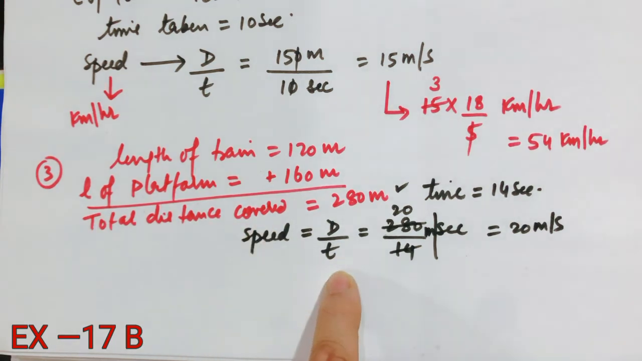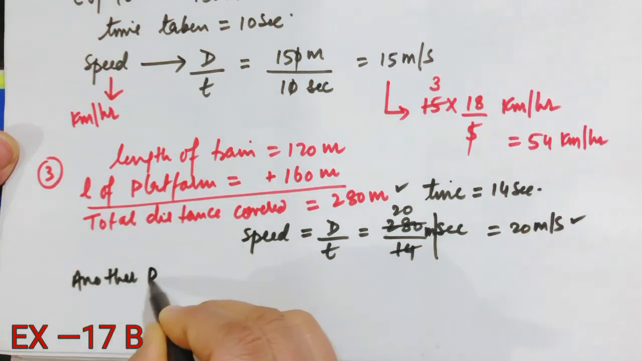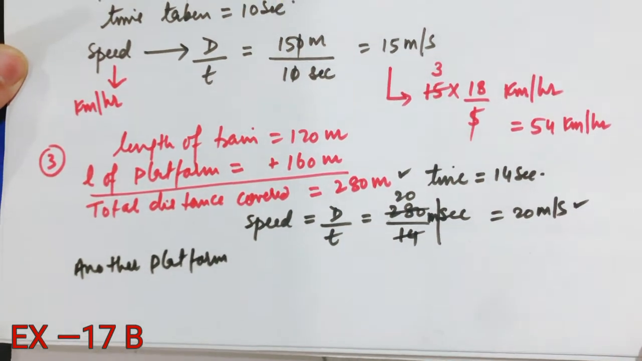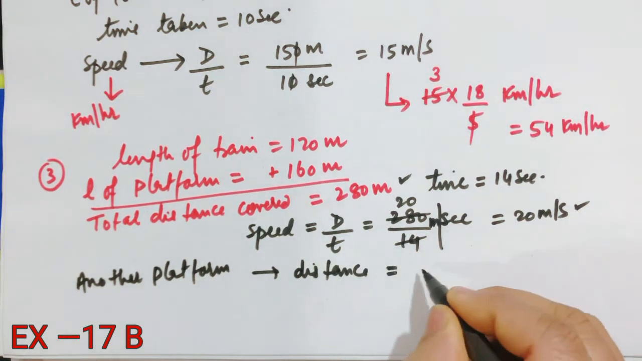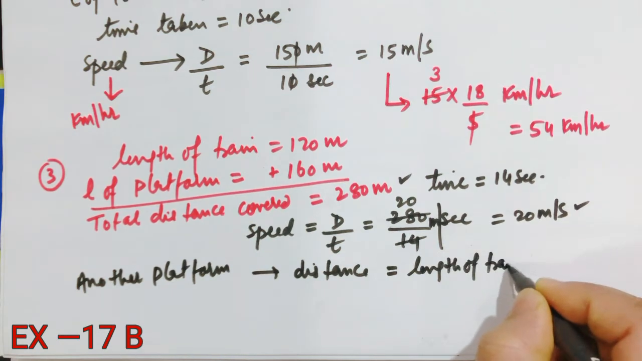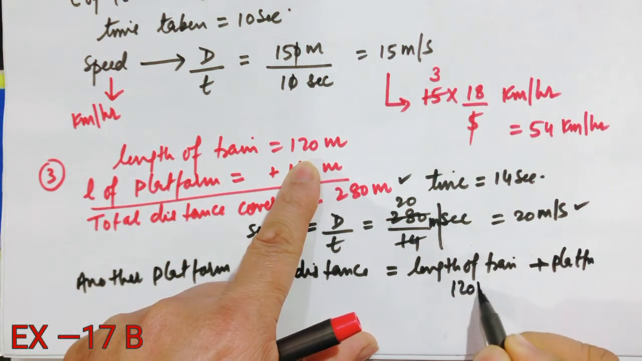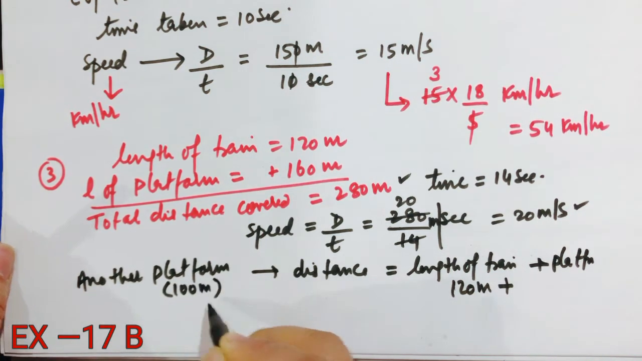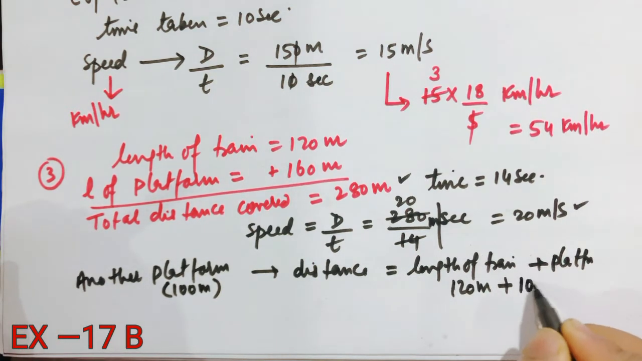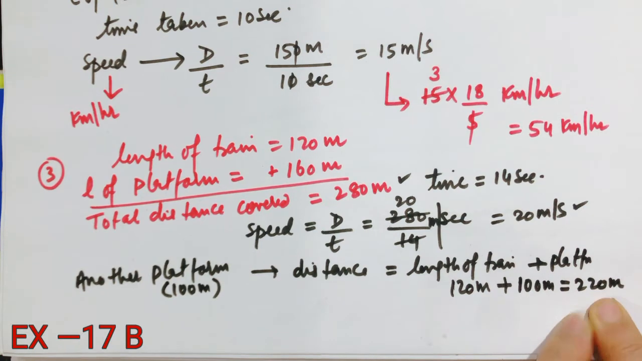Now they are saying how long will it take to pass another platform which is 100 meter long. So forget this platform. Now what are they saying? They are talking about another platform. For another platform, distance will be how much? So distance will be equal to the length of train plus platform. So length of train is how much? You already know it as 120 meter, and the length of this particular platform is given as 100 meter long. So 120 plus 100 meter is equal to how much? 220. 220 meter will be the distance covered by the train in order to pass this particular platform.